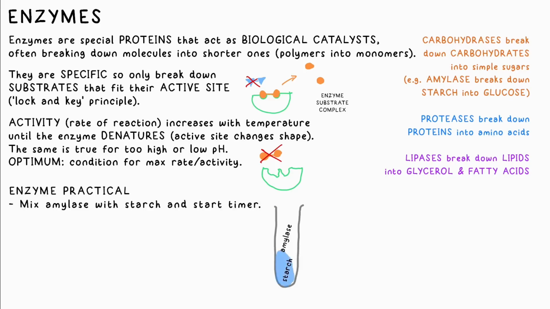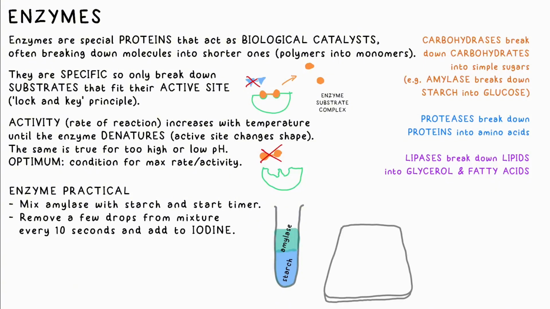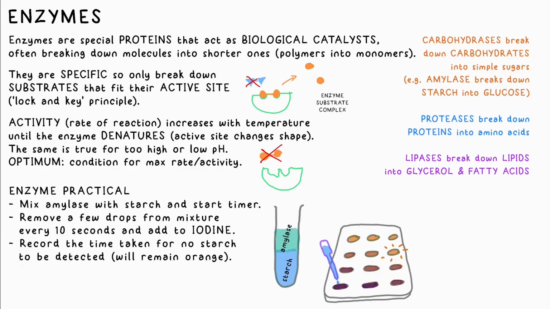The practical on this involves mixing amylase with starch at different temperatures or with different pH buffer solutions. Once mixed, we start timing, then every 10 seconds we remove a couple of drops and put in a spot tile dimple with iodine in. To begin with, the iodine will turn black due to there still being starch present, but eventually it will stay orange, showing that all of the starch has been broken down.